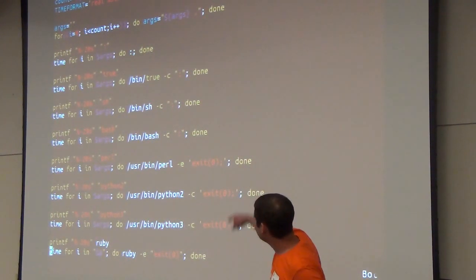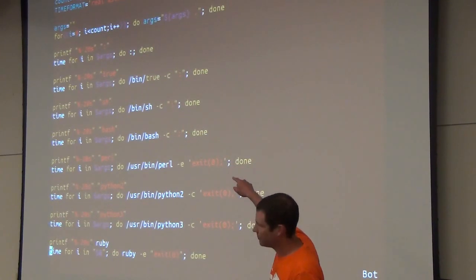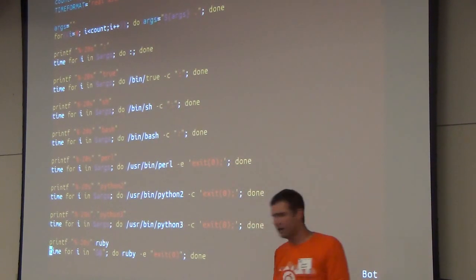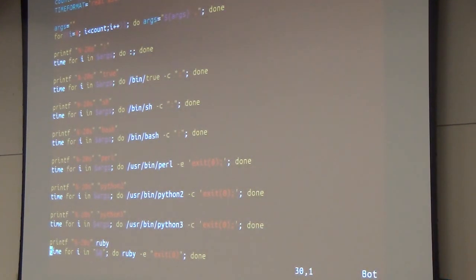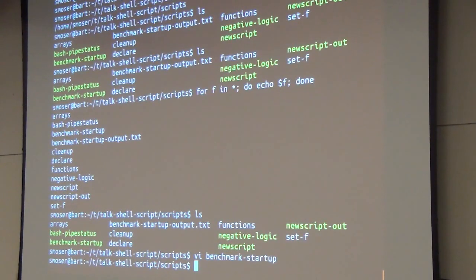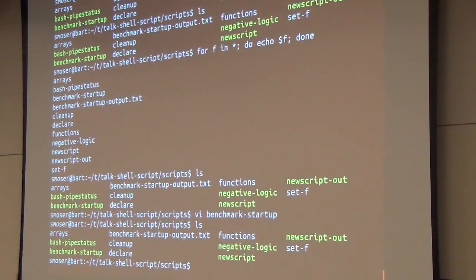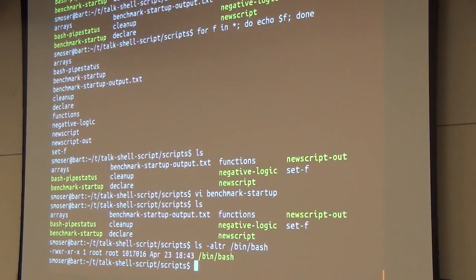So this is just looping 1,000 times through invocation of each of these programs, from bin true to bin sh to bin bash, Perl, Python 2, 3. Actually, no, horn shell is SH. They asked about Lincoln, I thought. Well, not by default, yeah.